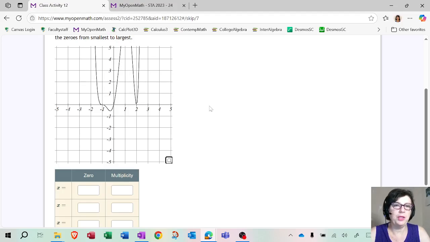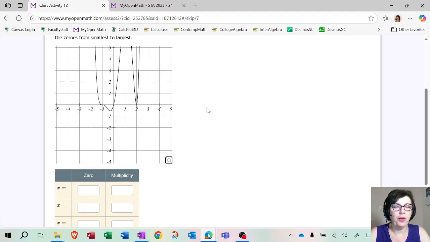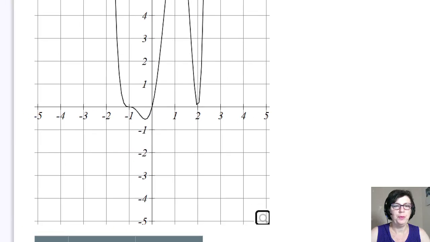Okay, guys, in this video, we are going to look at the x-intercepts or the zeros from the graph, and then we also want to know what are the multiplicities for each of the zeros. Okay, so let me bring up the graph a little bit closer, and you can see that, first of all, from the graph, we can see that -1 is going to be one of the zeros. Now, we have to figure out what degree or multiplicity this is going to be.